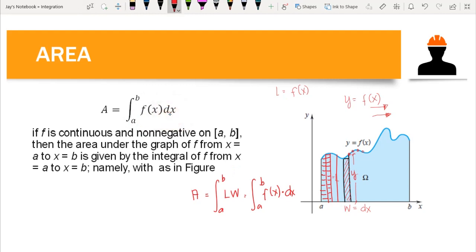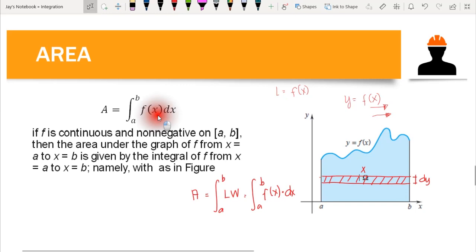Depending on the orientation of the strip, of course, there are some instances where we need, for example, a horizontal strip. So like this one, we have our width, that is dy, and our height, that is x. So the general form for the integration changes depending on the orientation of our strip. It would be either a vertical strip or a horizontal strip.